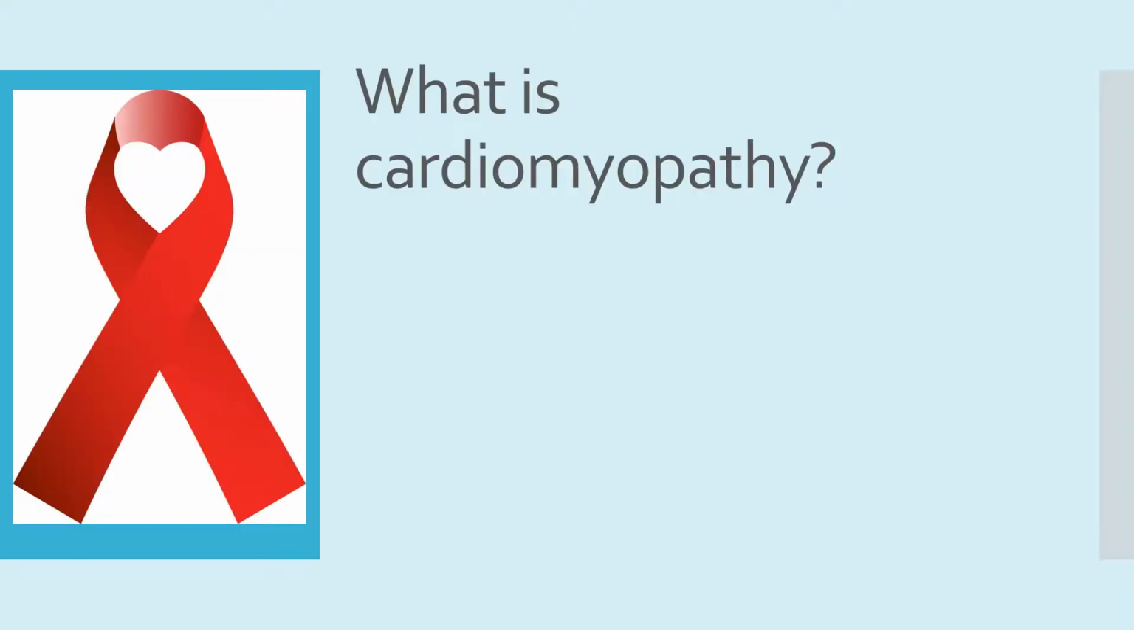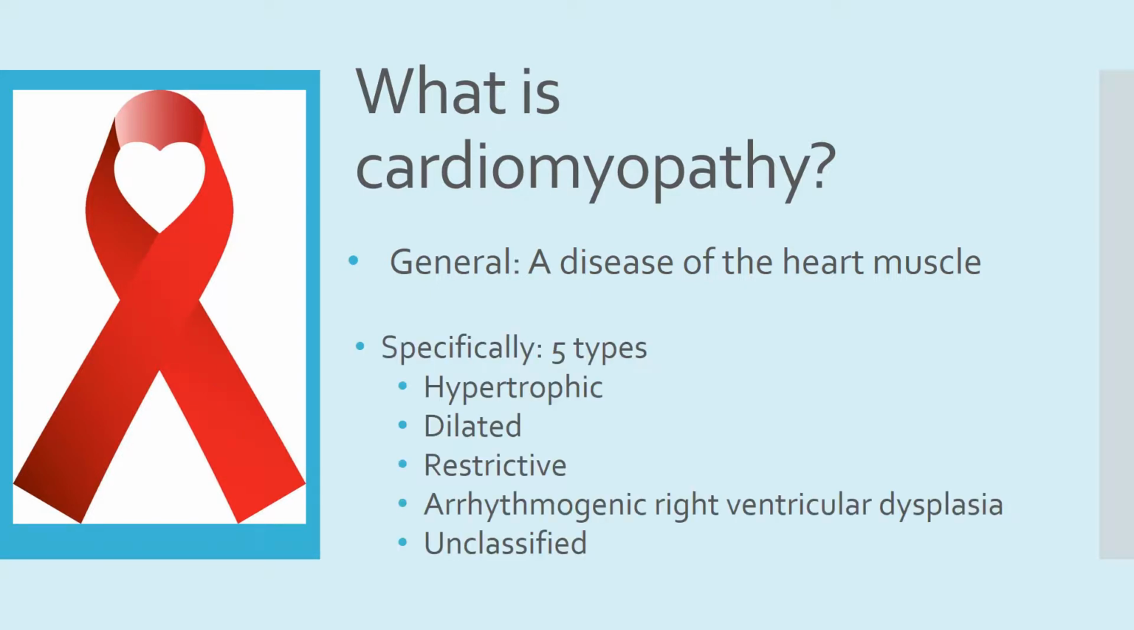So first off, what is cardiomyopathy? It is a disease of the heart muscle in general. However, specifically, there are 5 types. These types are hypertrophic, dilated, restrictive, arrhythmogenic right ventricular dysplasia, and finally unclassified. I'm going to talk about the 4 common ones later on in the presentation. However, unclassified cardiomyopathy is that which does not fit into any of the 4 previous categories.